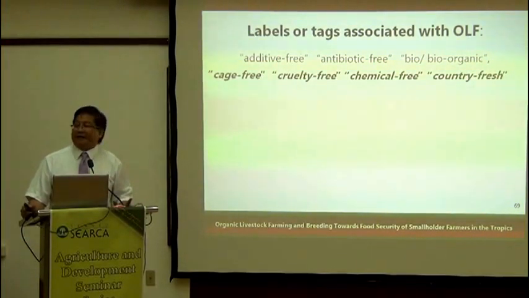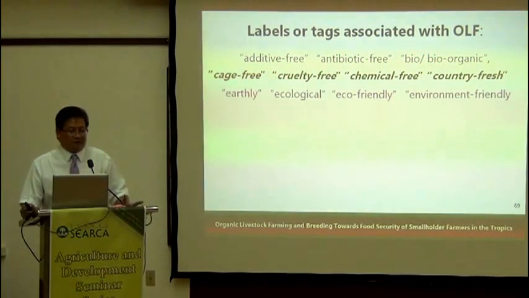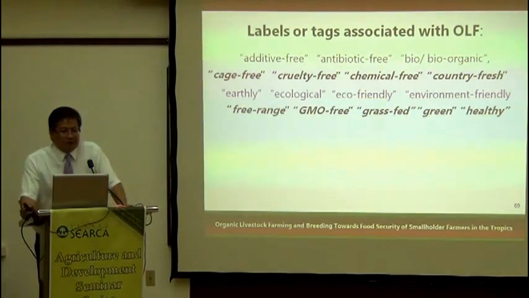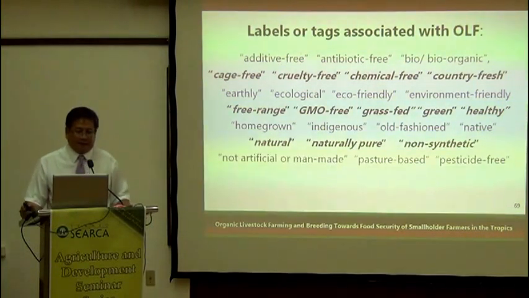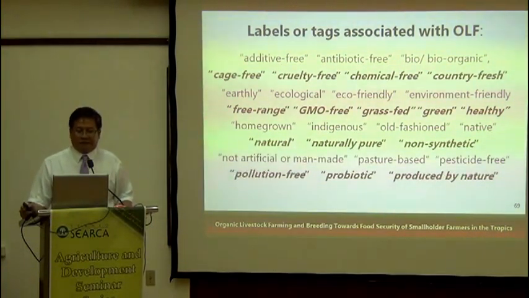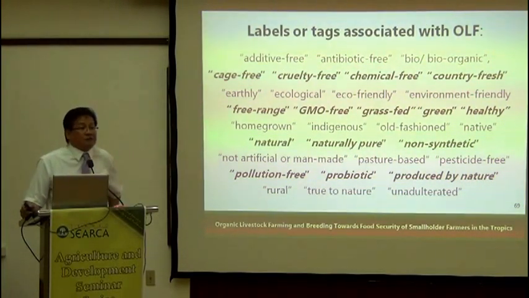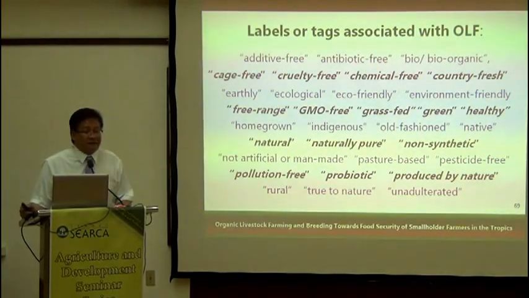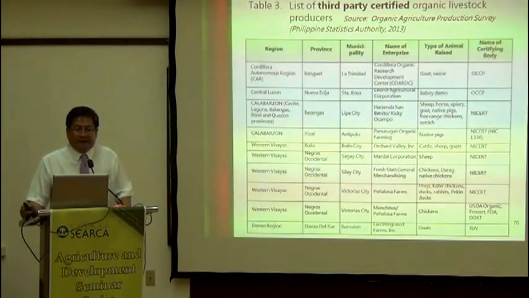Generate na, uy, organic ata yung ginagawa mo pag meron ka mga gantong terms. Chemical-free, earthly, ecological, eco-friendly, GMO-free, free-range, green, healthy, natural, non-synthetic, pollution-free, probiotic, produced by nature, etc. But all of these actually constitute organic livestock farming. So, ilan ko, 32 at least, makita ko.